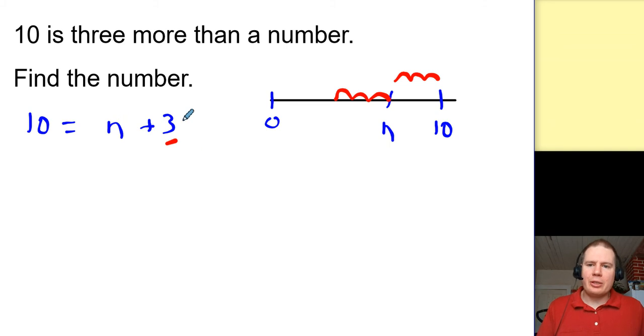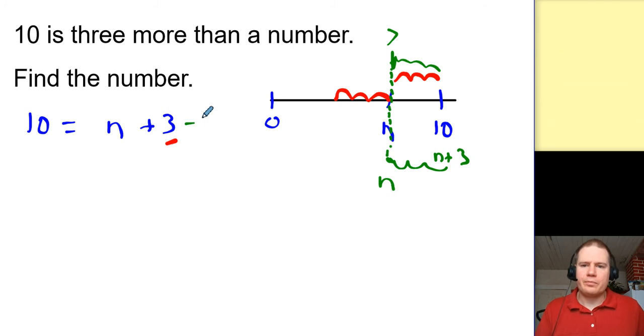So if n plus 3 is equal to 10, and I subtract 3 from 10, and I also subtract 3 from n plus 3, I'm going to wind up at the same spot, right? N plus 3 minus 3 is n, and 10 minus 3 is 7. So if 10 is equal to n plus 3, then 7 will be equal to n, and now I know the value of n that makes this true, right?